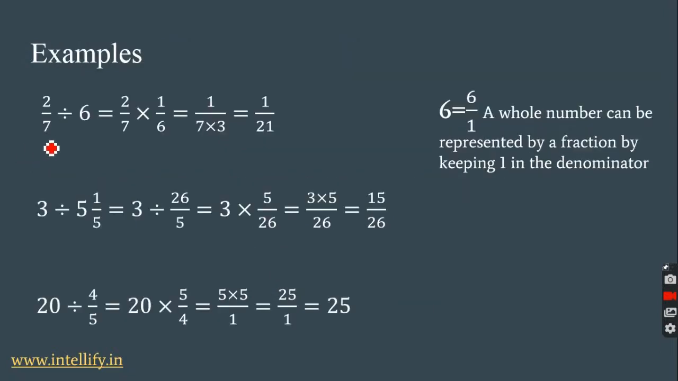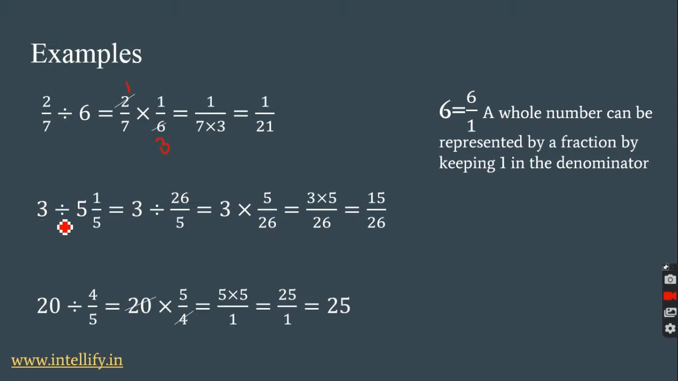So let's look at some more examples. 2 by 7 divided by 6. So once again, when we change this to multiplication operator, we need to replace 6 with its reciprocal, 1 by 6. And over here you can see the reason why the reciprocal of 6 is 1 by 6. So 2 by 7 into 1 by 6, 2 and 6 get reduced, so 3 over here and 1 over here. So 1 by 7 into 3, that is 1 by 21.